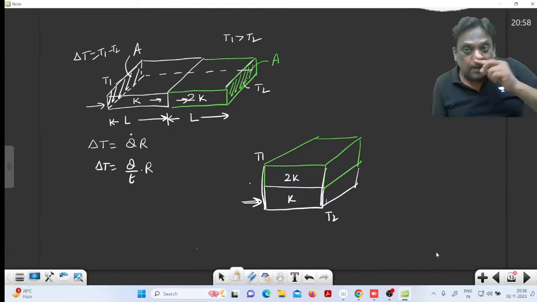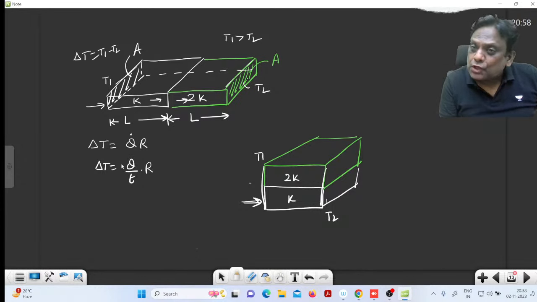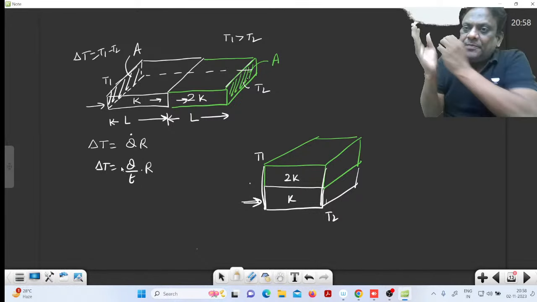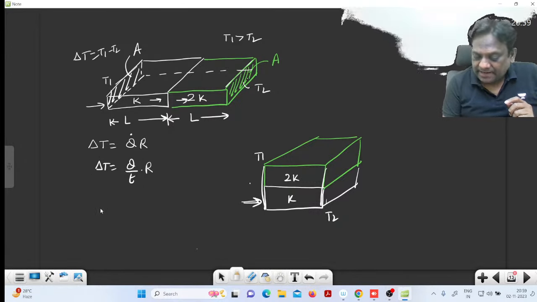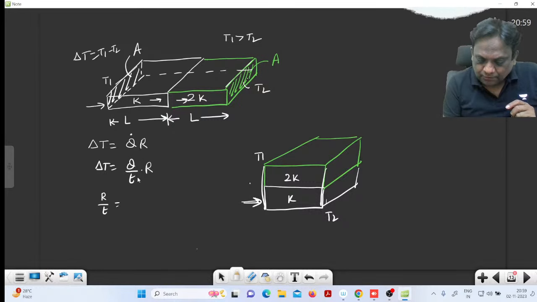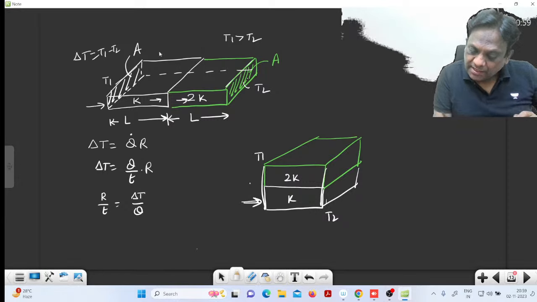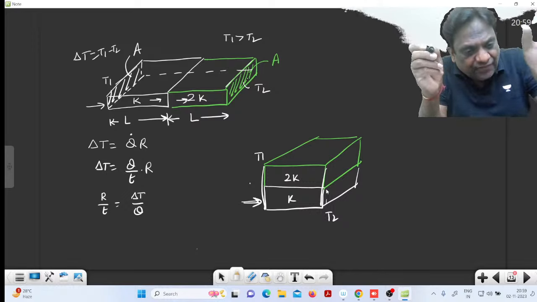He said a certain amount of heat is transferred, means Q is also constant. Delta T is constant, Q is constant. So can we write this as, my dear students, R by t, thermal resistance by time, is equal to delta T by Q. In both the cases, the temperature difference is constant and a certain amount of heat is transported, so Q is also constant.